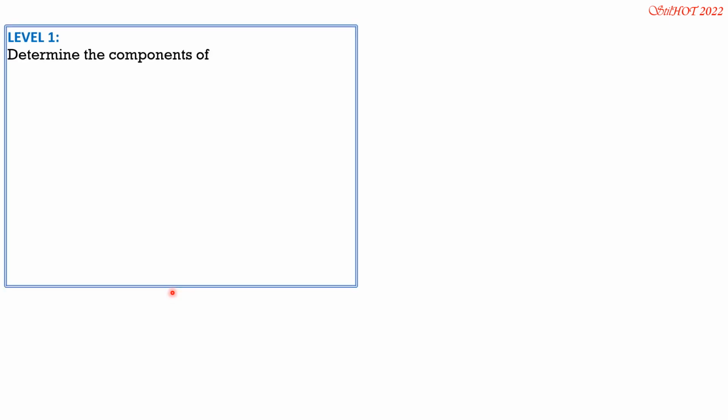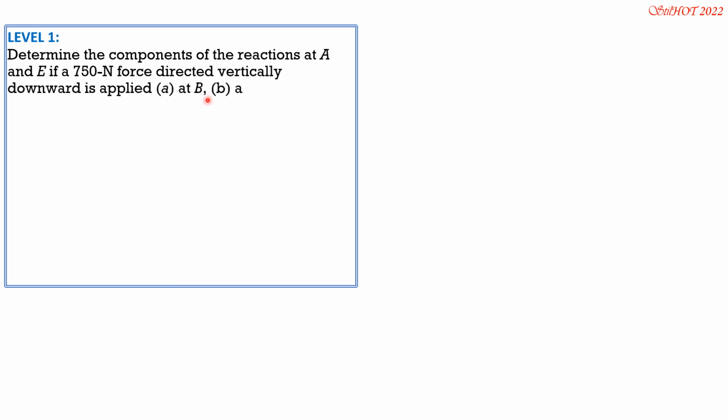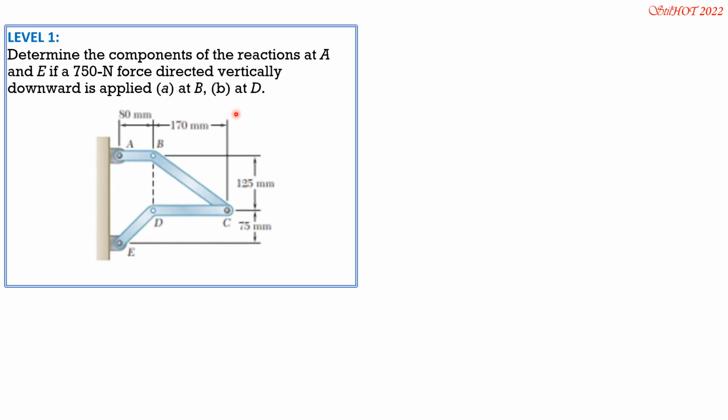So level 1 problem: determine the components of the reactions at A and E if a 750 Newton force directed vertically downward is applied at B, then part B at D. So if the 750 Newton downward force is directly applied at B, then member CDE is a two-force body because there's no load in between.